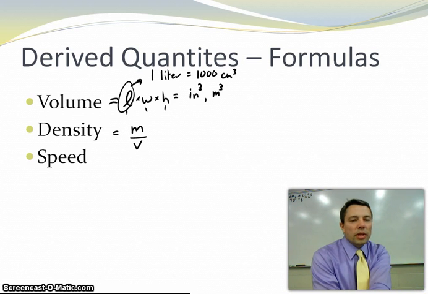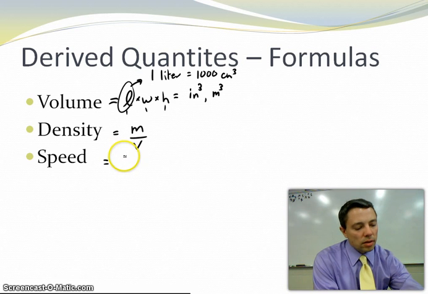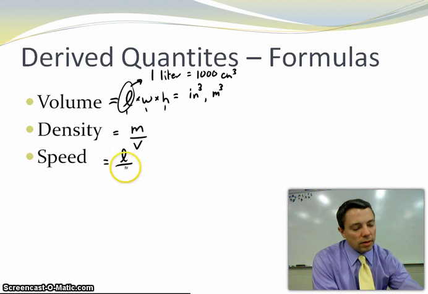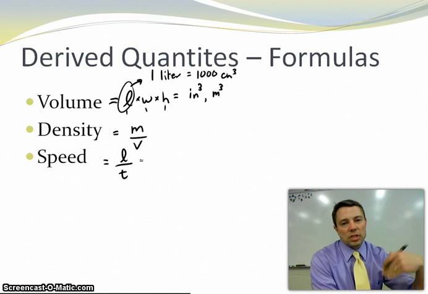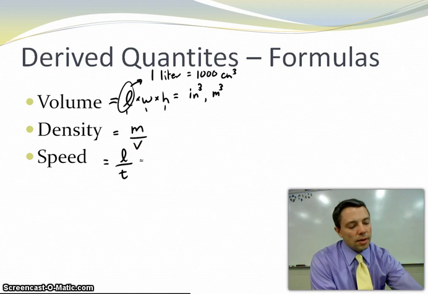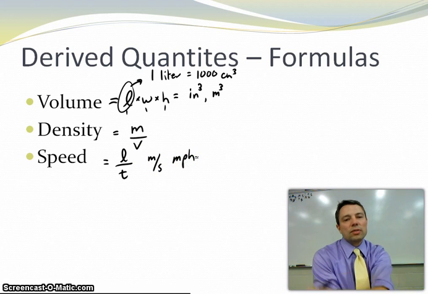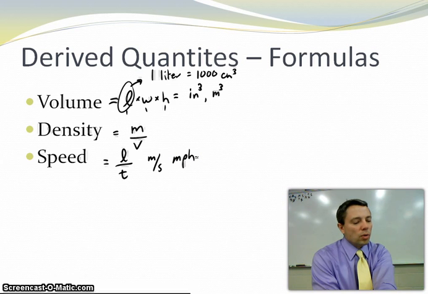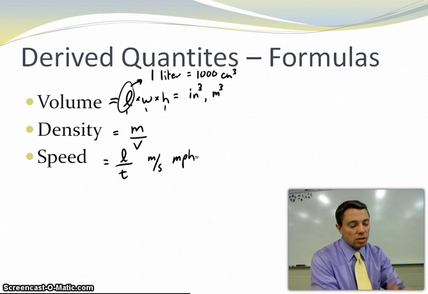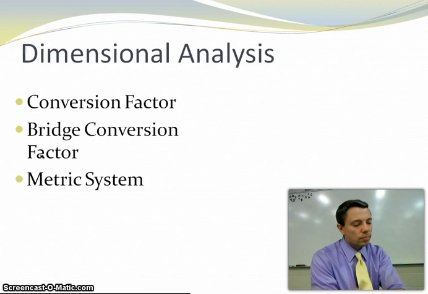The third one that we like to talk about, and again something that we did in 9th grade science, was speed. And speed was nothing more than the length, okay, over a given amount of time. So in other words, it was distance over time. And that gave us something in meters per second or miles per hour. So those were different units associated with speed. Again, derived quantities are all based on the fundamentals, so you can actually break everything down into its fundamental formula.